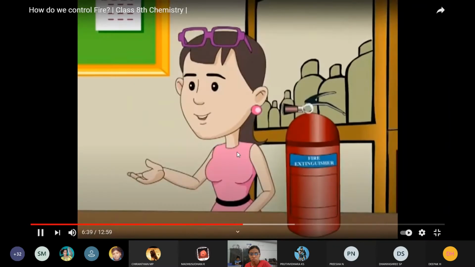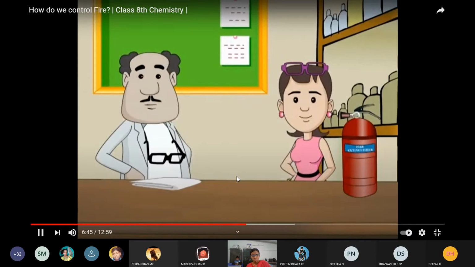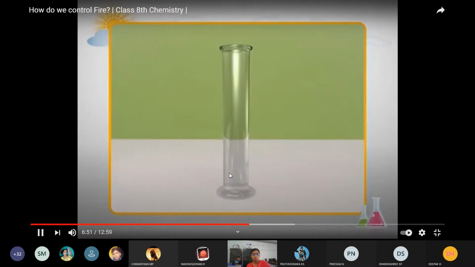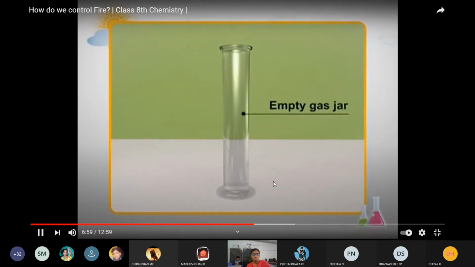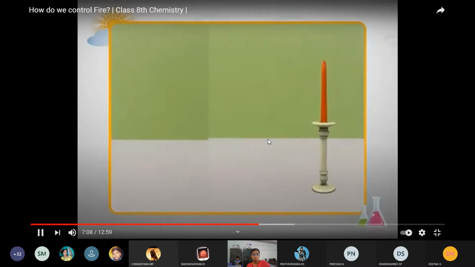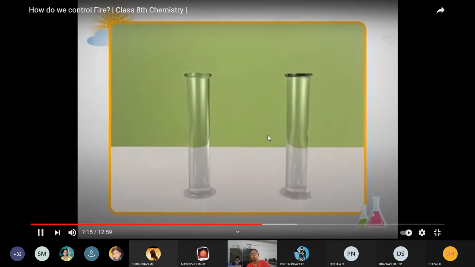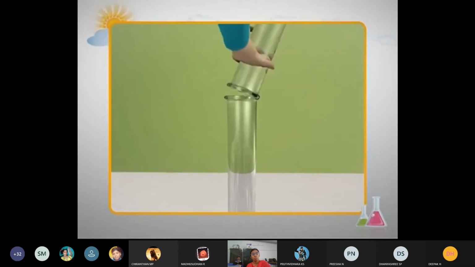Wow! But how can we know that carbon dioxide is heavier than air? Fine! Let's go into the virtual world and see an activity to learn this. Let's explore the properties of carbon dioxide by performing a simple activity. For the first activity, you will require one empty gas jar, or in other words, a gas jar containing air, one gas jar full of carbon dioxide gas, and one candle. To begin the activity, invert the gas jar full of carbon dioxide gas over the empty jar and wait for some time.